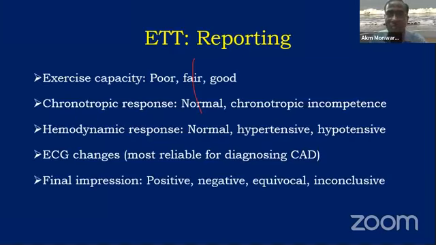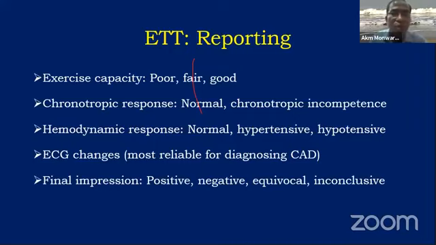You have by this time done the main ETT and now get prepared to report. And this is a very clumsy one. If you have got adequate experience and knowledge, then you may be comfortable. You have to comment on exercise capacity in terms of whether it is poor, fair, or good. Some persons also include excellent.